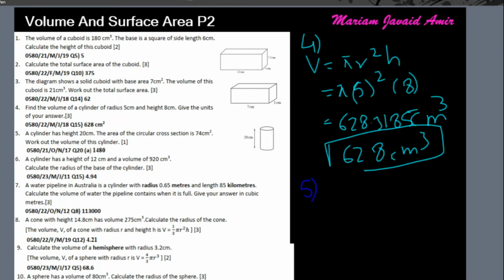Okay, question 5. A cylinder has height 20, the area of the cross section is 74. So the area of cross section is simply the base area. So the base area is 74. Work out the volume of the cylinder. So volume's formula is either pi r square h or also base area times height for a prism. Base area we know is 74 times height we know is 20. So the answer is 1480.